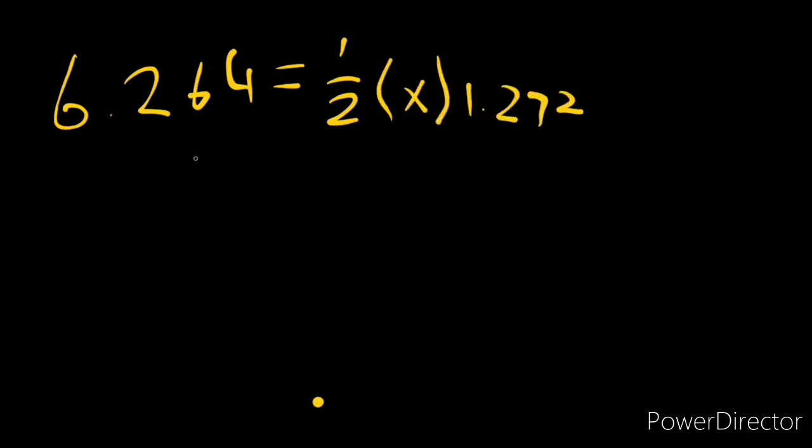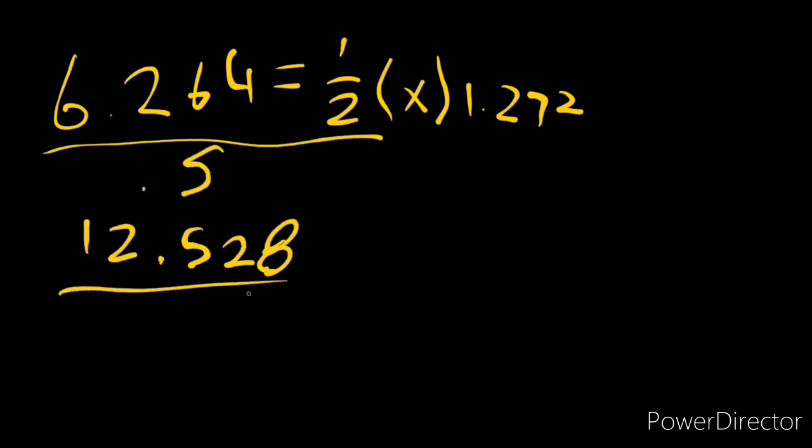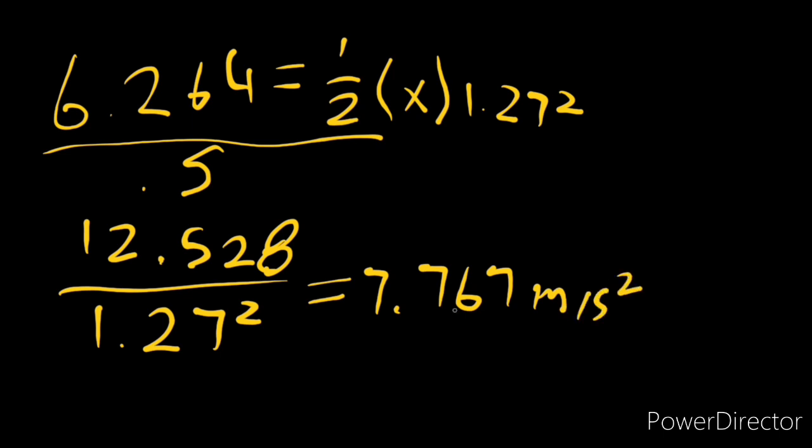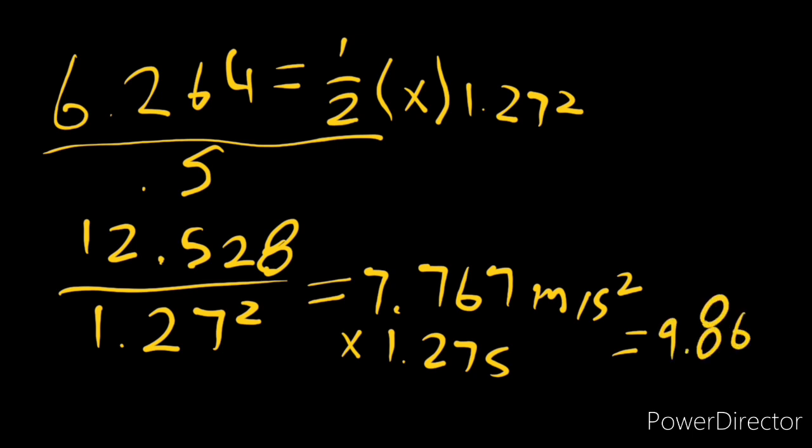Now I will be calculating the velocity that the ball had to be traveling in the movie. So I do 6.264 meters is equal to 1/2 a times 1.27 squared, and I multiply 2 by 6.264, then I divide 12.528 by 1.27 squared, then I get 7.767 meters a second squared, then I multiply that by 1.27 seconds, and I get 9.865 meters a second.